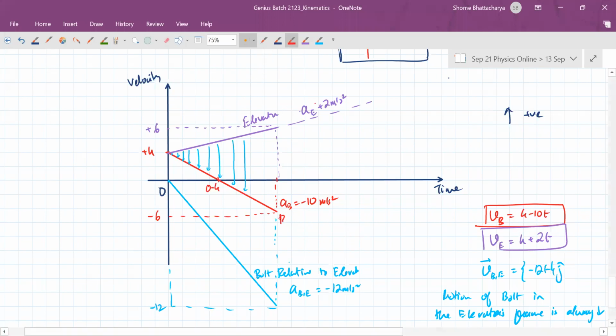So the only graph that will continue over here is the elevator's one. The bolt and the relative motion graph are only limited from 0 to 1 second, because at 0 the bolt starts falling, and at, oh sorry, at 1 second it hits the floor.